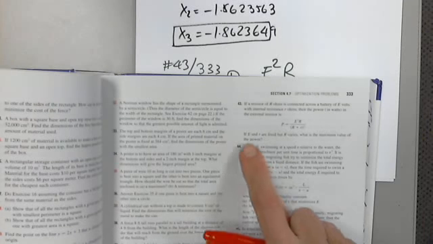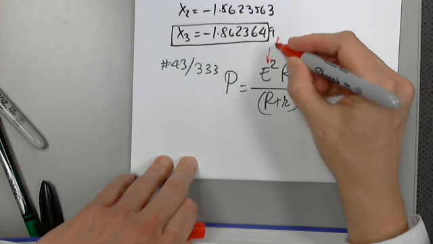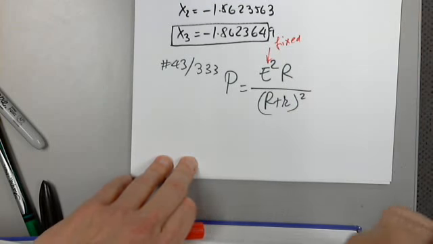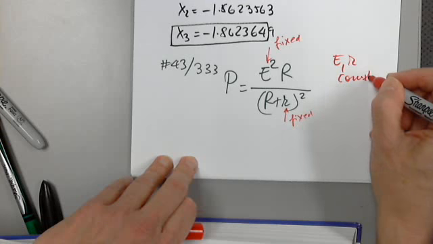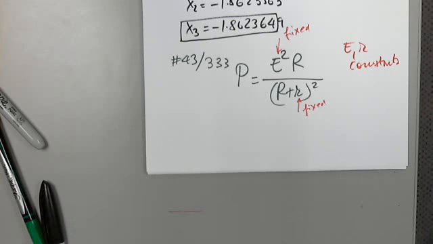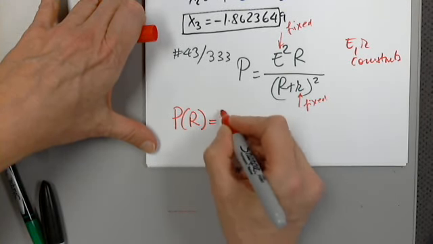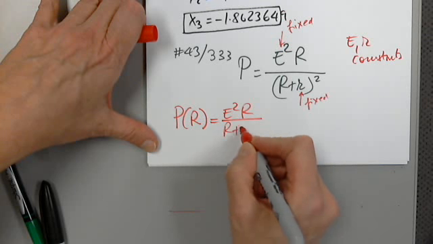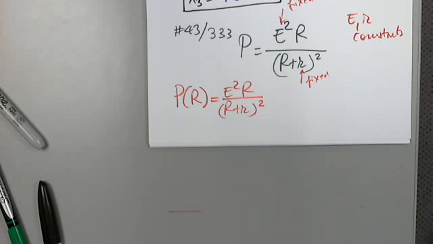Okay, it says now if E and r are fixed, but R varies. So this is fixed and lowercase r fixed. In other words, E and r are constants. That's what it means. So R is the variable. What is the maximum value of the power? So I could write that P is a function of R, E squared R over (R plus r) squared. And the question is, what is the maximum value of the power?